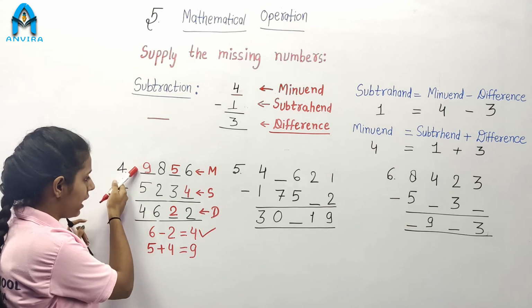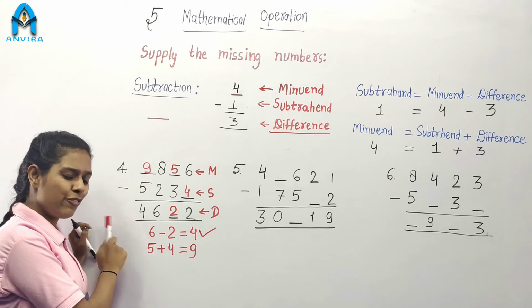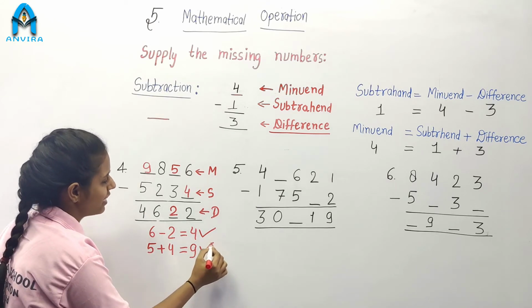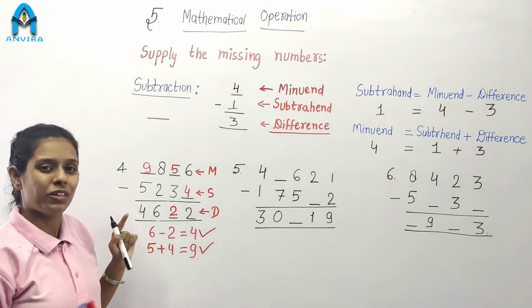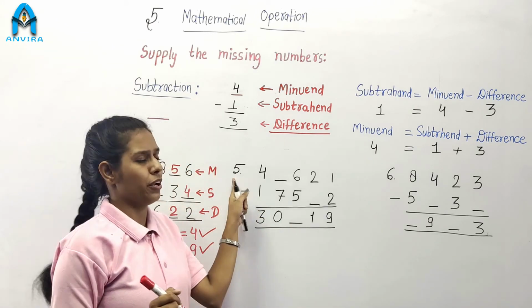Let's check. 9 minus 5 is equal to 4. So our answer is correct. And we fill all the blanks. Let's go to the next question. Question number 5.